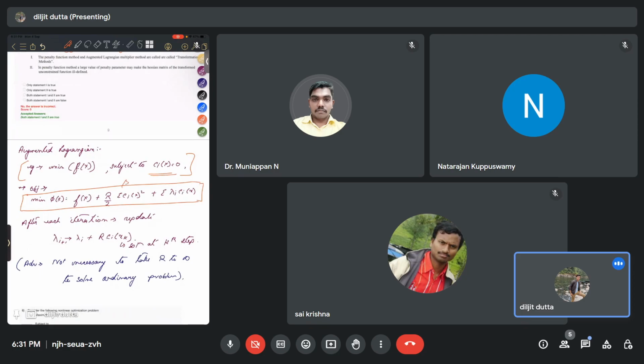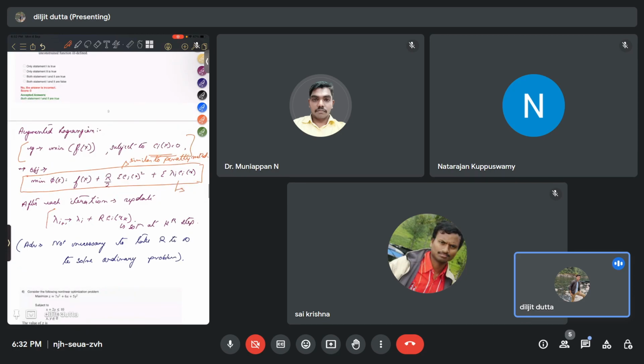That is, we are adding this term similarly as in the penalty method, and then we add a third term, sigma lambda_i into c_i(x). After each iteration, we update the lambda_i value as lambda_i plus 1 equal to lambda_i plus r into c_i(x). Here x_k is the solution that has been obtained at the kth step. This augmented Lagrangian method has one advantage: we need not take the value of r to infinity.